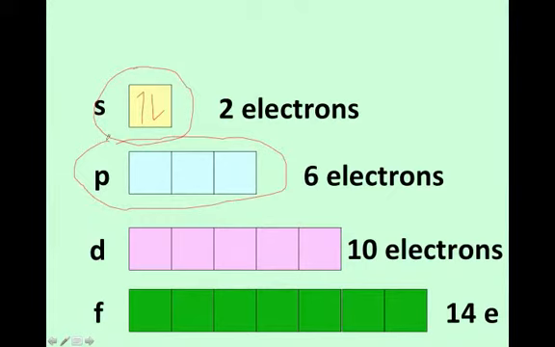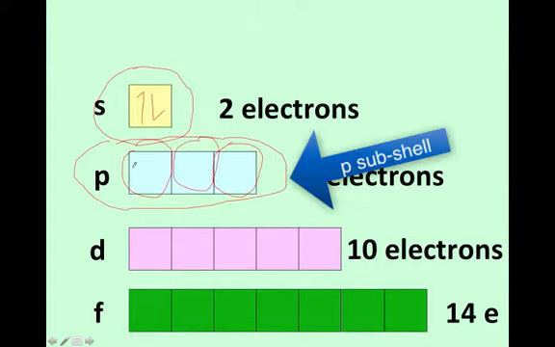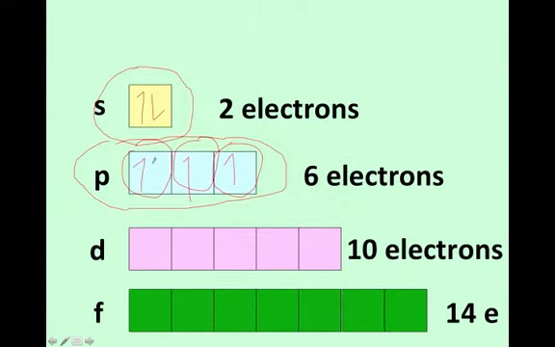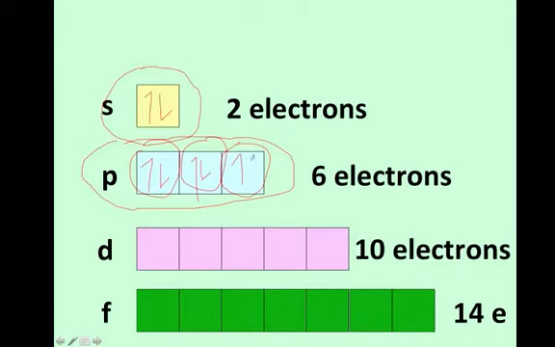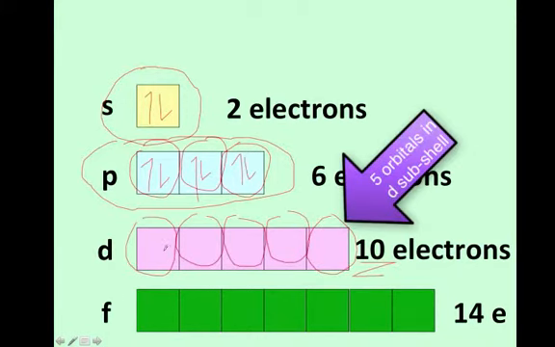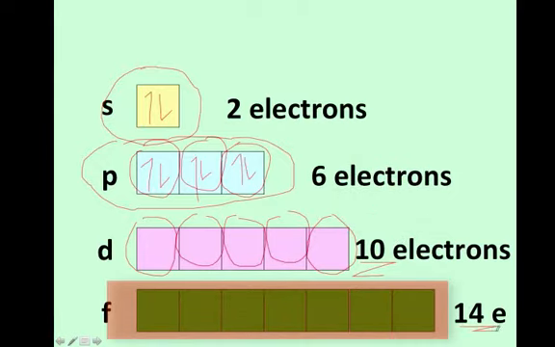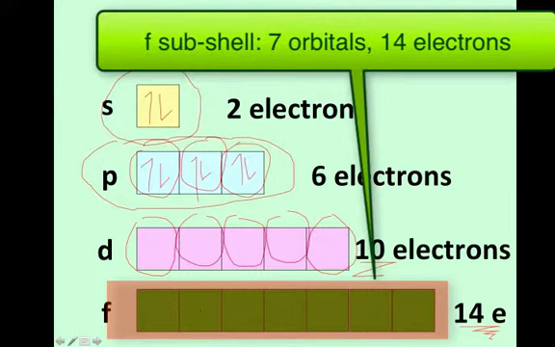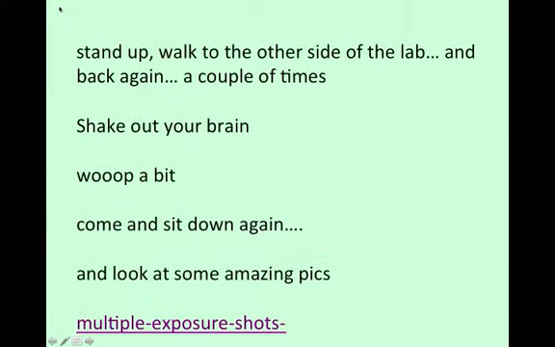Here is my p subshell. My p subshell contains 3 p orbitals. Here's 1 p orbital, so each box is an orbital. You have to get this language right, it's very easy to get confused. Each p subshell can contain up to 6 electrons. I'm filling it like this, and I'm drawing the electrons like this. The d subshell can contain up to 10 electrons, and the f subshell here can contain up to 14 electrons. There are 7 f orbitals within that subshell too.